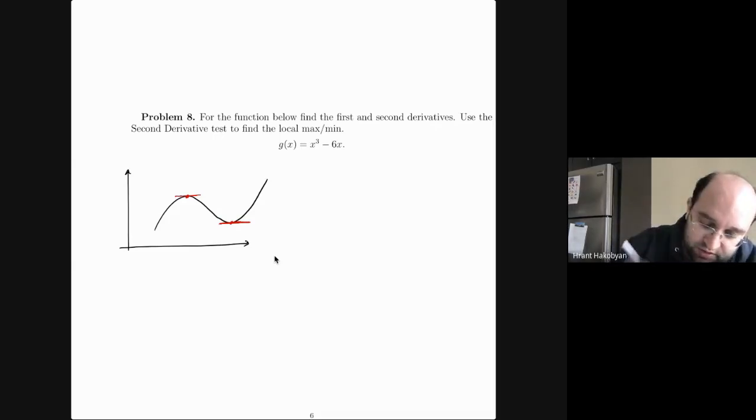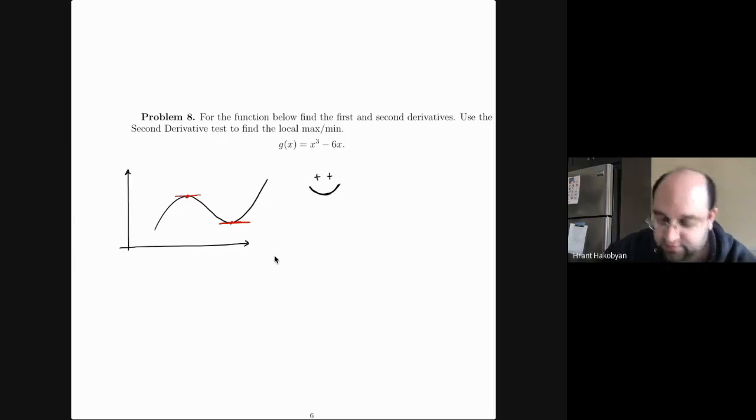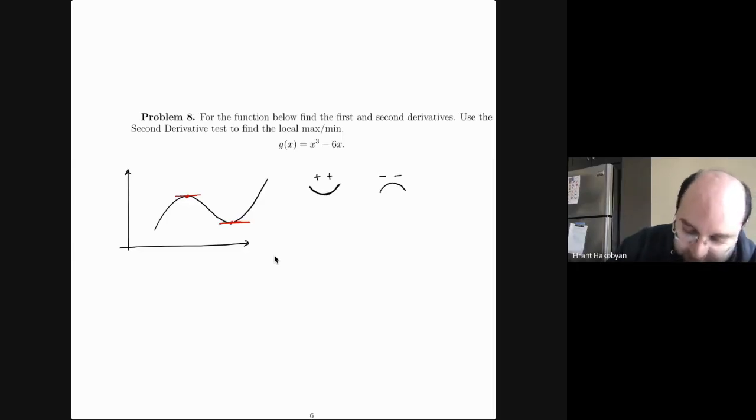So there is a small chart that I can draw for you. If you want the function to look like this, that means the function is concave up, which means the second derivative is positive. And if you look at something which looks like this, that means the second derivative is negative.